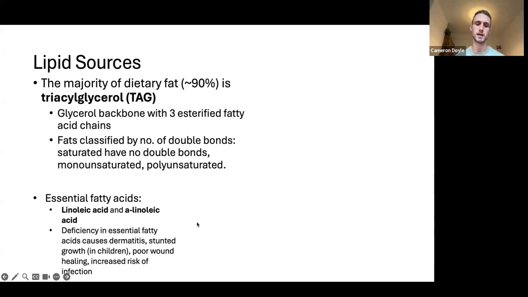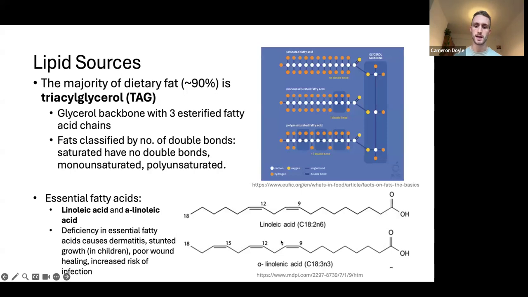The only other thing on here is there are 2 essential fatty acids: linoleic acid and alpha linolenic acid, very similar structures. Essential being that your body cannot produce these endogenously. They have to be gained from dietary sources. And if you are deficient in either of these, you'll have symptoms similar to those from other metabolic disorders we mentioned earlier. So skin problems, stunted growth, poor wound healing, increased infection risk, that kind of thing.